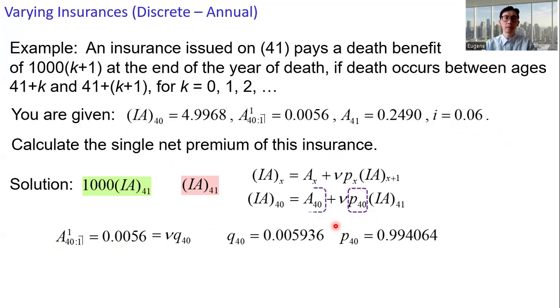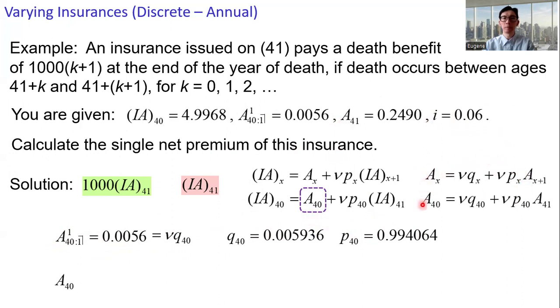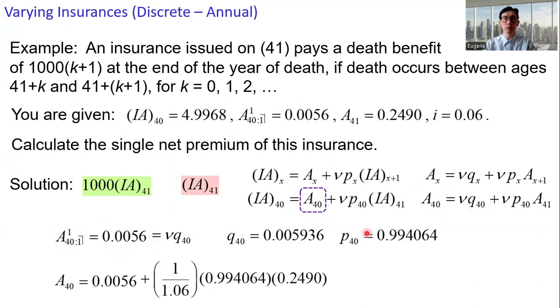Next, we need to get A40. We are given A41. We can use this recursive relationship. Nu times Q40, this is the 1-year term insurance, 0.0056. And then we get P40, and then A41 is given. Upon calculation, we get A40 equals 0.2391.